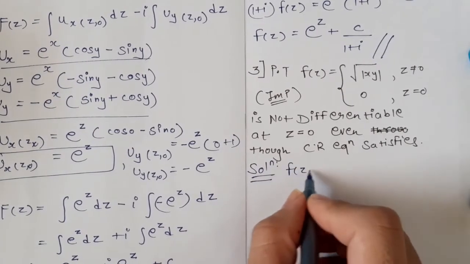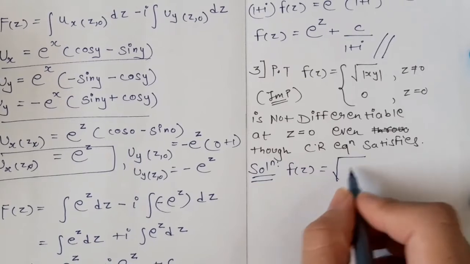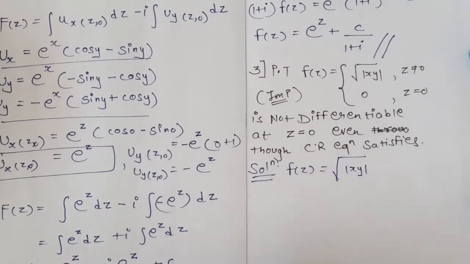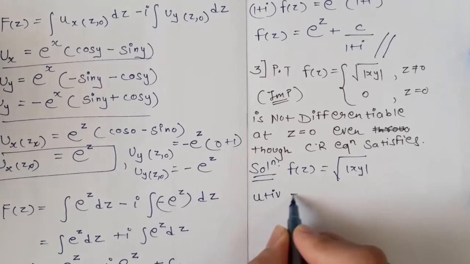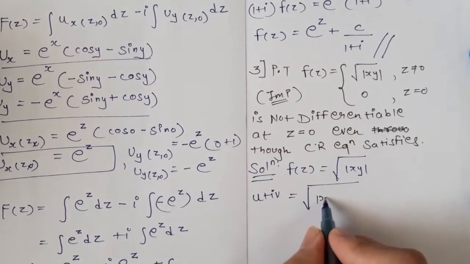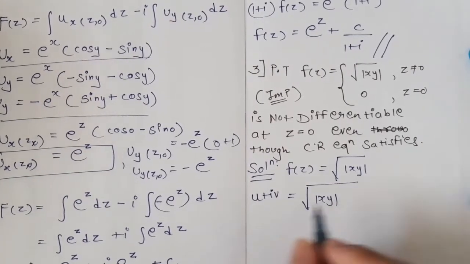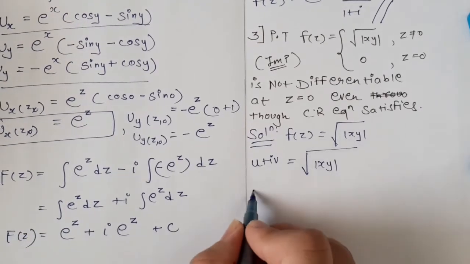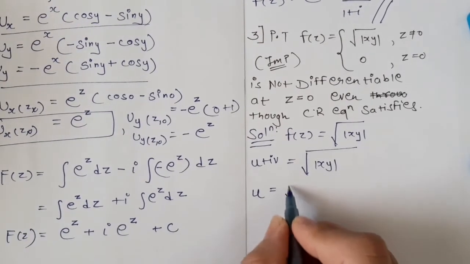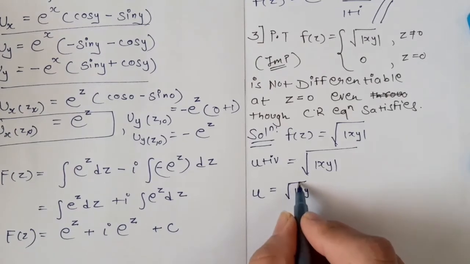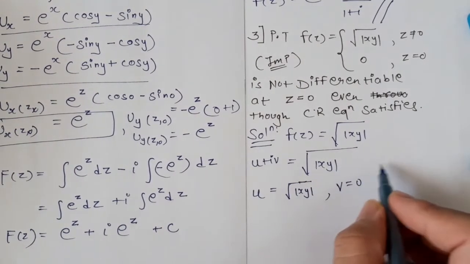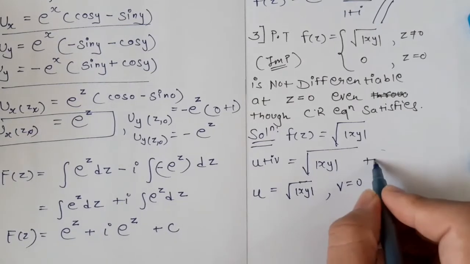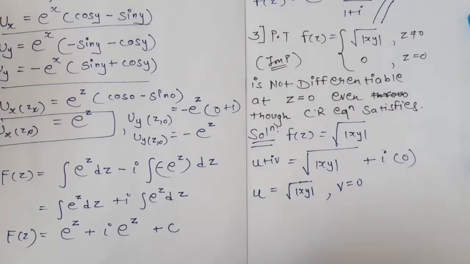here the function f of z is equal to under root of mod of x into y. Okay. So we know that function f of z can be written as u plus iv, which is equal to under root of mod of x into y. So now separating real and imaginary parts, we get u equals under root of mod of x into y and v is equal to 0. Why is v 0? Because we don't have any imaginary part. So it is u plus i into 0. Okay. So v equals 0.